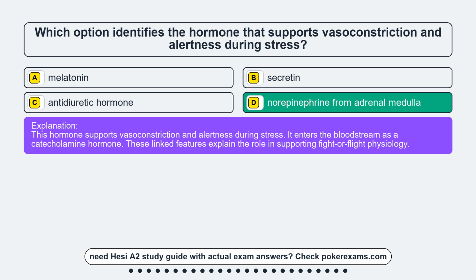This hormone supports vasoconstriction and alertness during stress. It enters the bloodstream as a catecholamine hormone. These linked features explain the role in supporting fight or flight physiology.